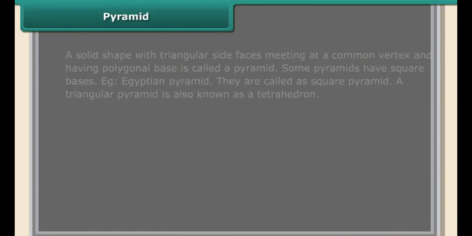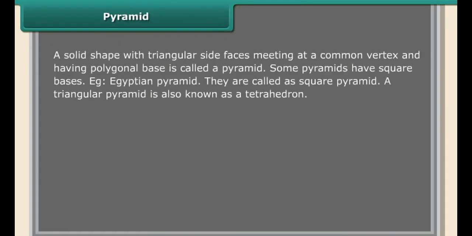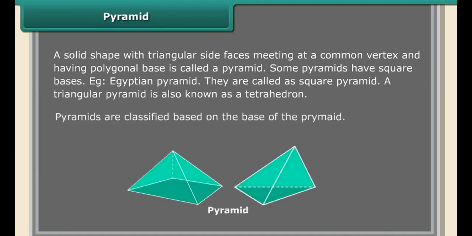Pyramid: a solid shape with triangular side faces meeting at a common vertex and having a polygonal base is called a pyramid. Some pyramids have square bases. Example, Egyptian pyramid. They are called square pyramid. A triangular pyramid is also known as tetrahedron. Pyramids are classified based on the base of the pyramid.